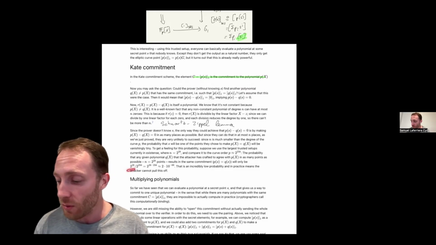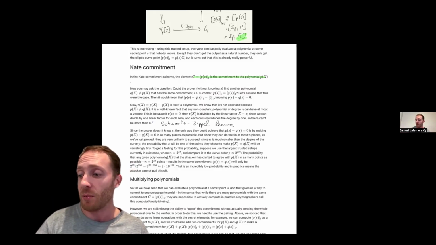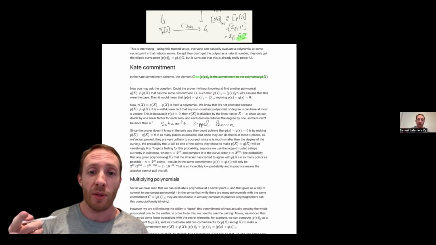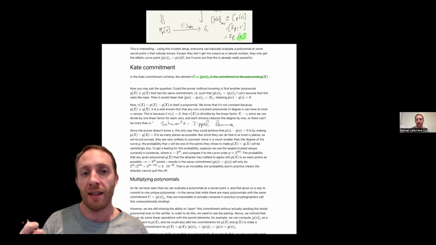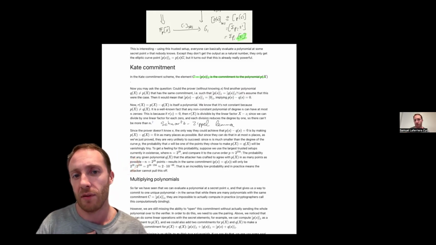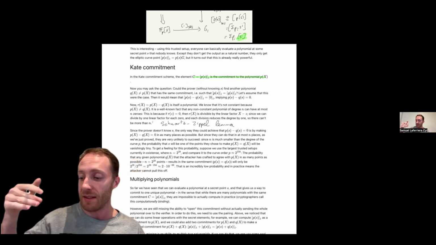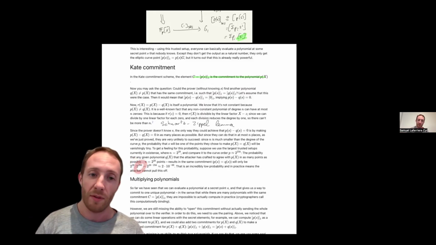of SRS has 2 to the 28 points. This is the number of SRS points that we have. This is also the one that we have for EigenDA. Some SRS sets are much smaller, but we have the largest set in existence for the curve BN254. But the actual space of Fr has 2 to the 256 possible points.